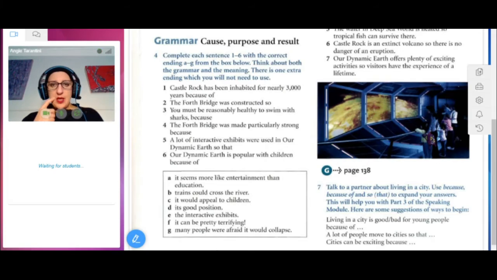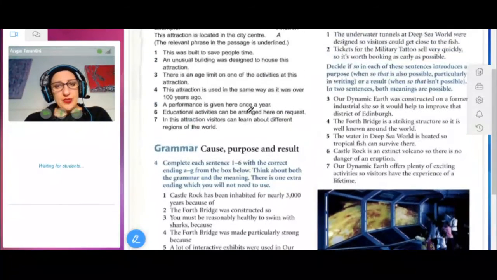All right? Now, let's complete sentences from 1 to 6 with the correct ending from A to G. There is one extra ending which you will not need to use. That's also a classic in the IELTS test. They never give you straight things because then you will go by exclusion. Okay, so this is a classic. All right, I will give you 5 minutes for this. So please pause this video, take 5 minutes, do the exercise, and let's go and check your answers.